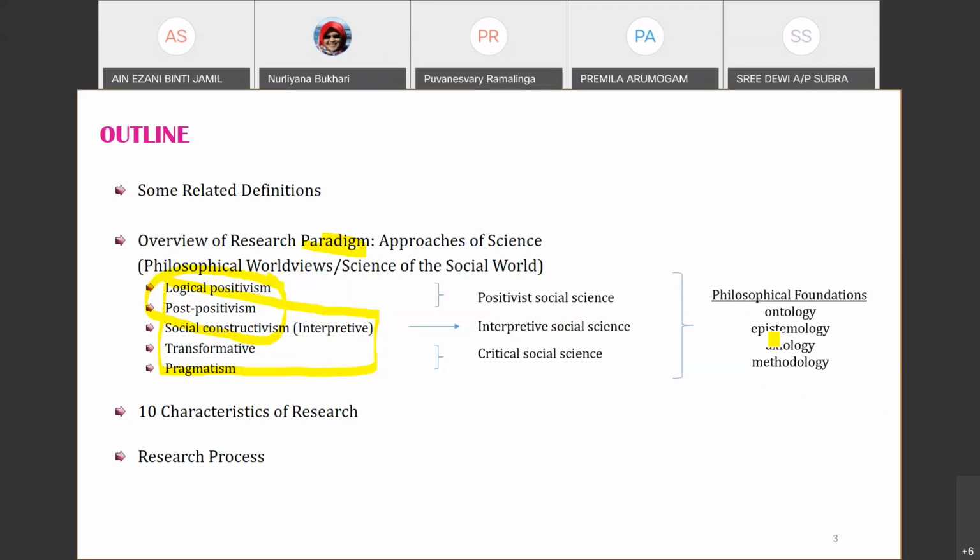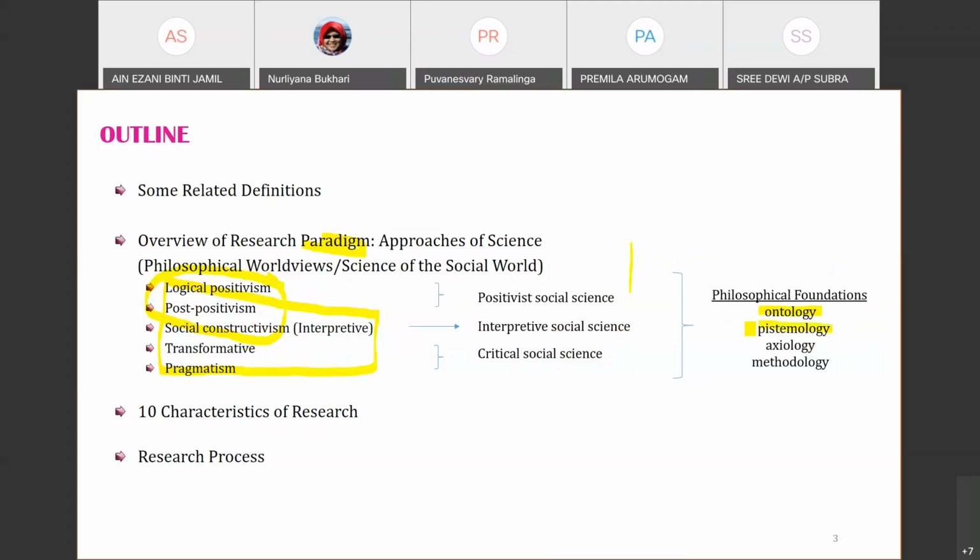Ontology, ontology means how many realities are there? Positivist social science says there's only one absolute truth, one, and others are not the truth. And maybe interpretive social science looks at multiple realities. Same with critical social science, for example.